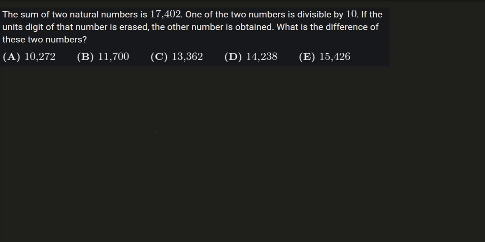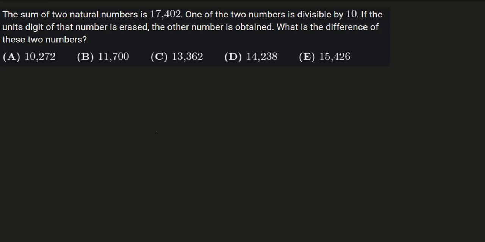Let's look at this problem. The sum of two natural numbers is 17,402. One of the two numbers is divisible by 10. If the units digit of that number is erased, the other number is obtained. What is the difference of these two numbers?